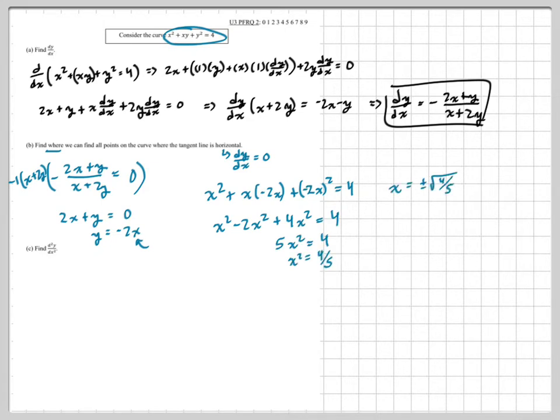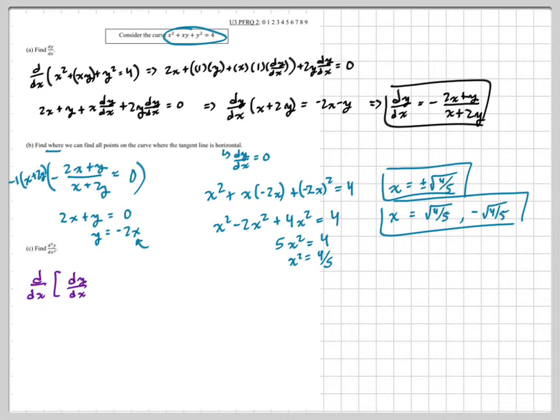Okay, and then I get x equals plus or minus the square root of 4 over 5, which means that we have a positive square root of 4 over 5, and we have a negative square root of 4 over 5. Now, you didn't have to split them up like that. I just like doing that to help make sure students know what plus or minus means. You could have left your answer like this. Finally, last derivative. So we got the second derivative, and so what we're going to do is we're going to take the derivative of dy dx.